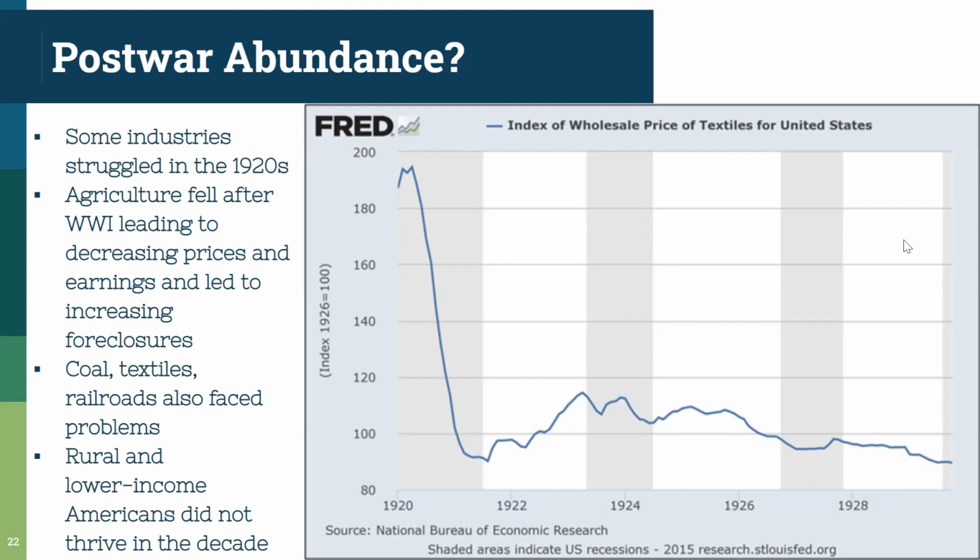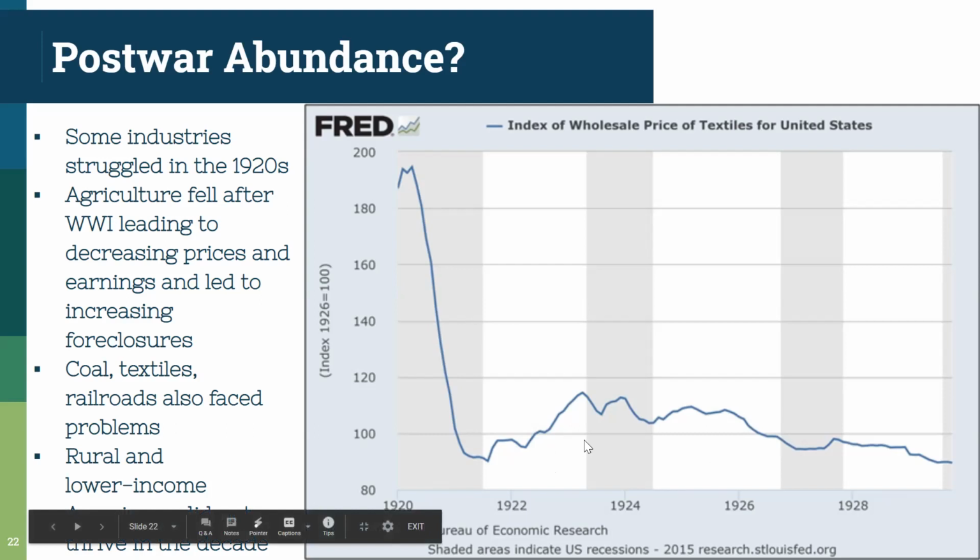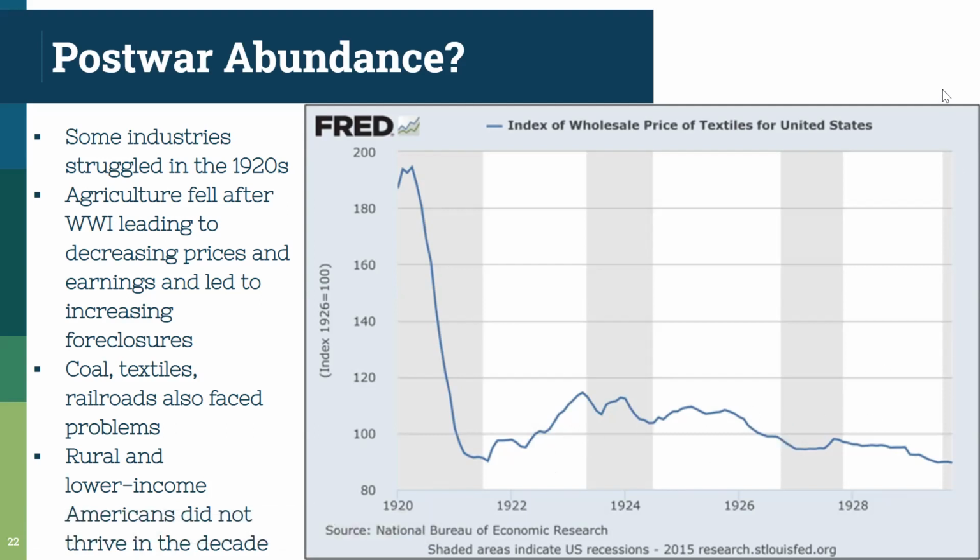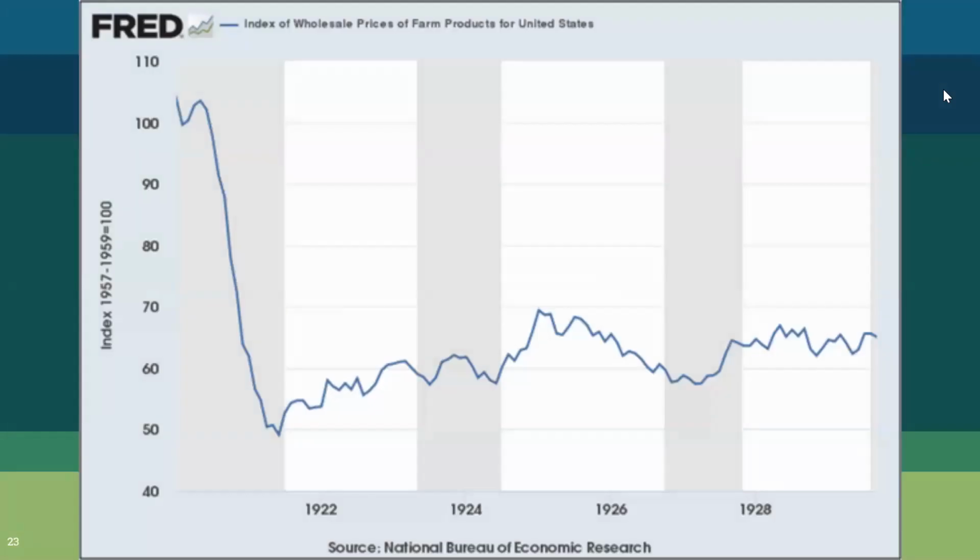Here you can see in this graph, during World War I, the price of textiles, clothing is very high, and it dropped almost 50% and stayed that way pretty much the whole decade. Okay, here you can see the price of farm products. So all the farmers, what price are they selling for? It goes way down after World War I. It stays pretty low throughout the whole decade.